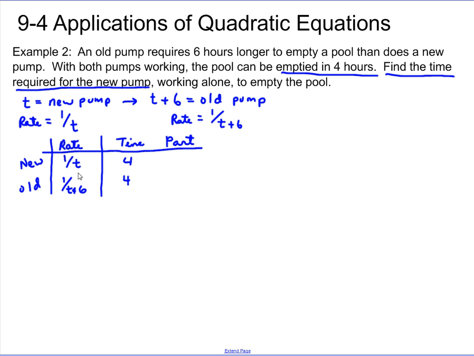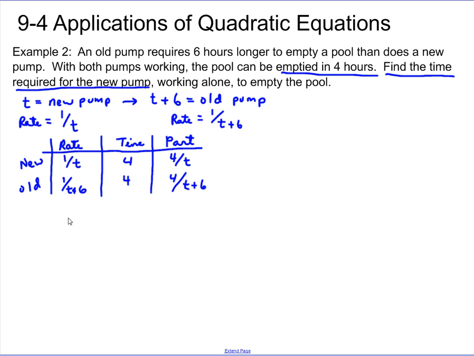We're saying that for the new pump, the amount of work it does in 4 hours is going to be 4 over t of the pool drained. We look at this old pump. Its rate is 1 over t plus 6 of the pool per hour times 4 hours, which gives us 4 over t plus 6 as the part of the task completed.